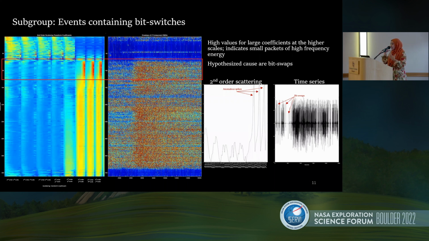The next subgroup is dispersed throughout the seismic data, and it's high signal to noise versus low signal to noise. I've demonstrated this with 2 example time series. The blue is very high signal to noise, the yellow is very low signal to noise, and doesn't have that characteristic deep moonquake shape. And so what we're seeing is for events that have high signal to noise ratios, there are spikes at the later coefficients for each scale at the second order, which are not present for low signal to noise events.